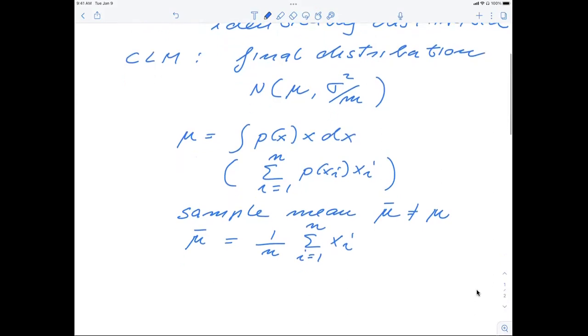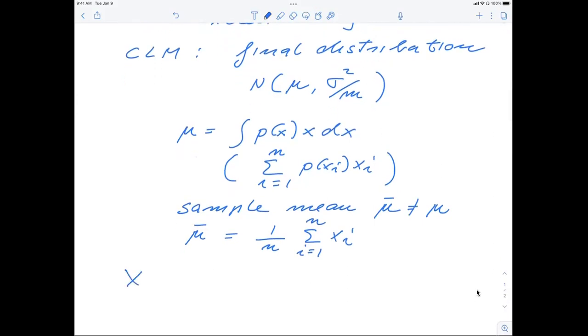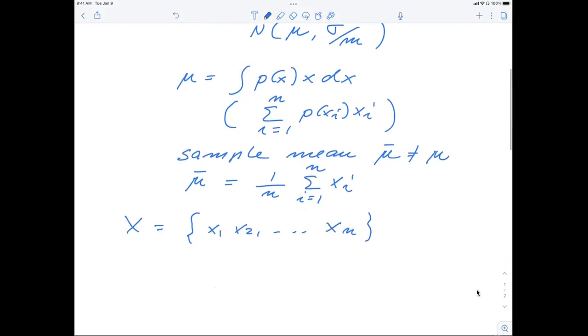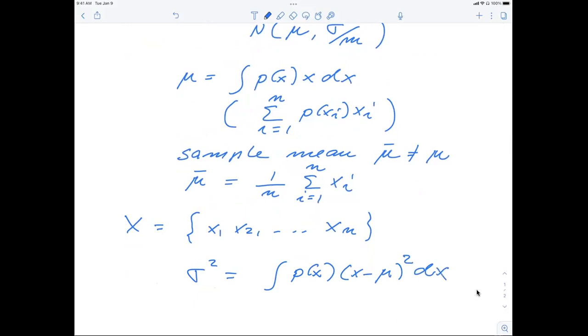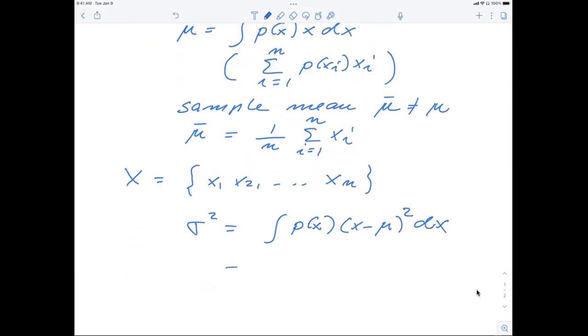Now, the total distribution, so we would have a set of events. Suppose now you have these observables, x1, x2, up to xn. So this is one of our experiments. Then each of these experiments also has a variance, sigma squared, which is now given by the integral of p of x times x minus mu squared dx. And in our case, this is going to be equal to, or not equal, this is the sample variance.